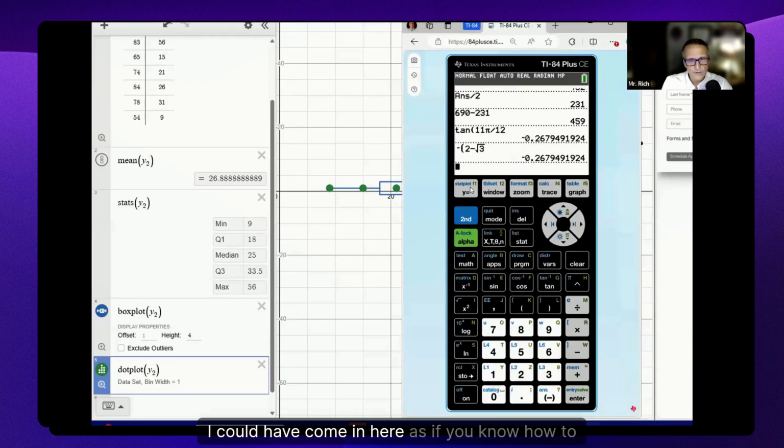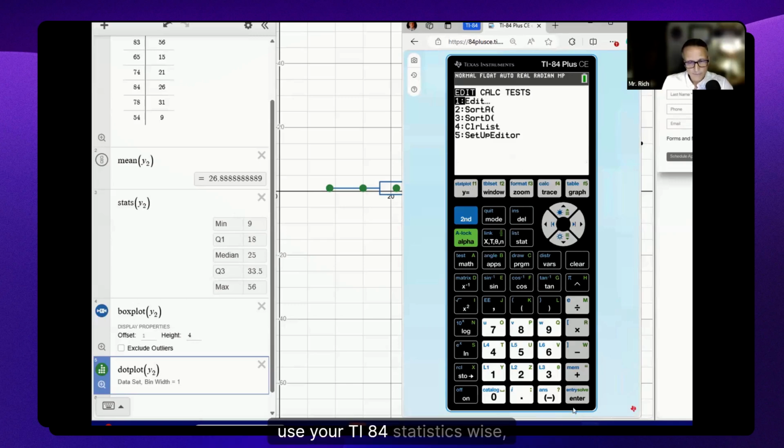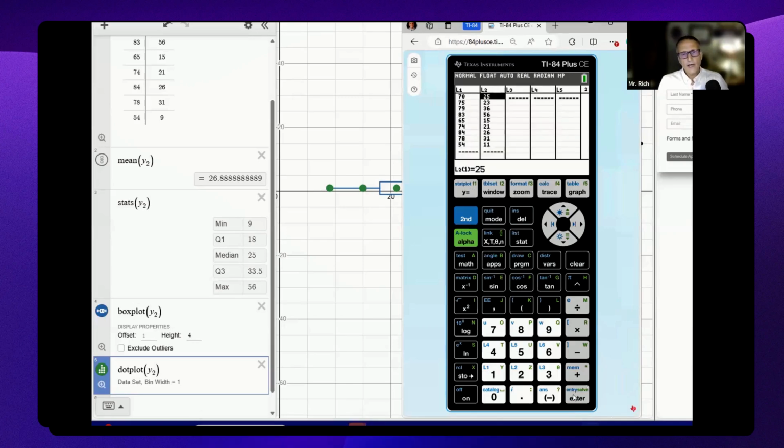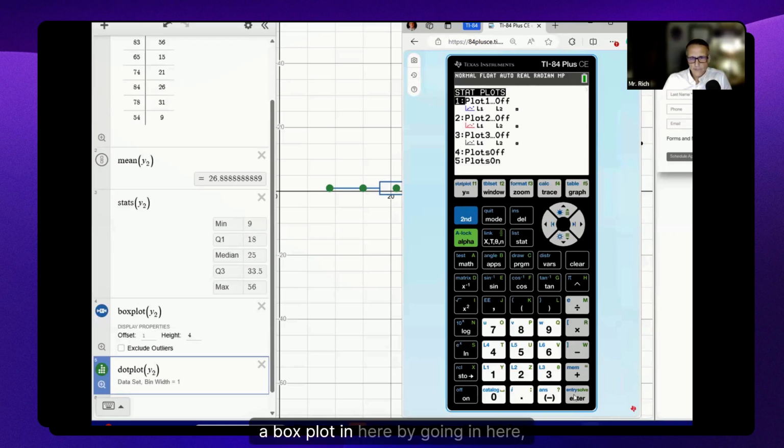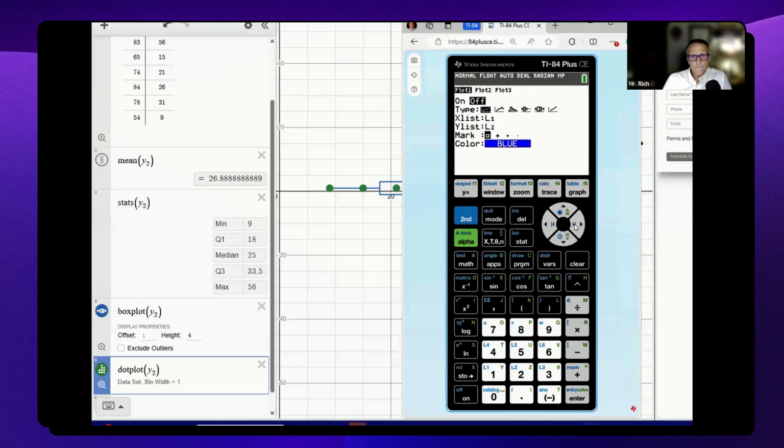If you know how to use your TI-84 statistics-wise, I could have come in here and put those ice cream cones and temperature in here. It looks like somehow I changed this last one to a 9, but that's the data stored in the TI-84. I can tell it to make a box plot by selecting box plot and telling it that the data is in L2. So I'm going to change this to list 2, which is where my ice cream cone data is stored.